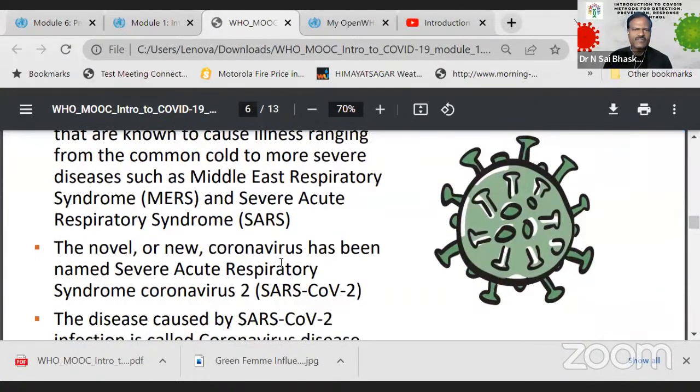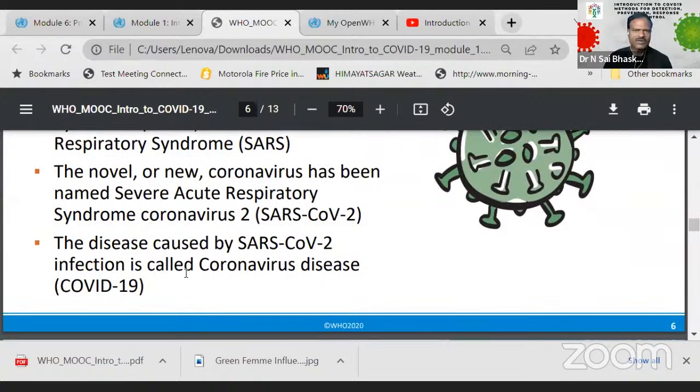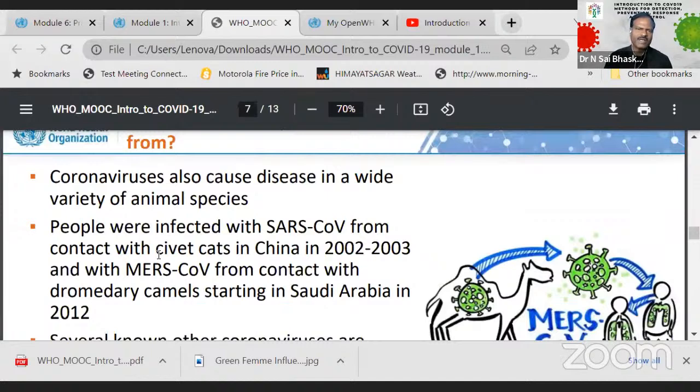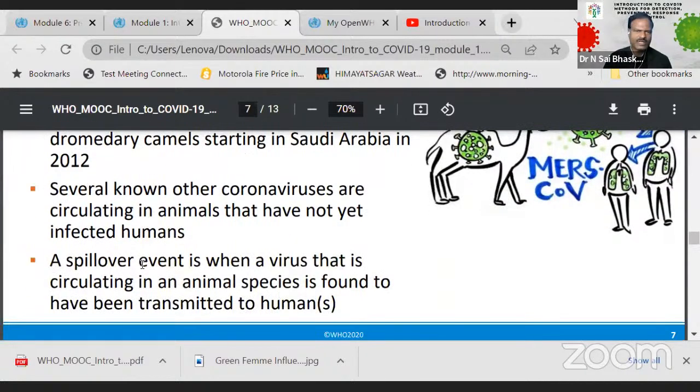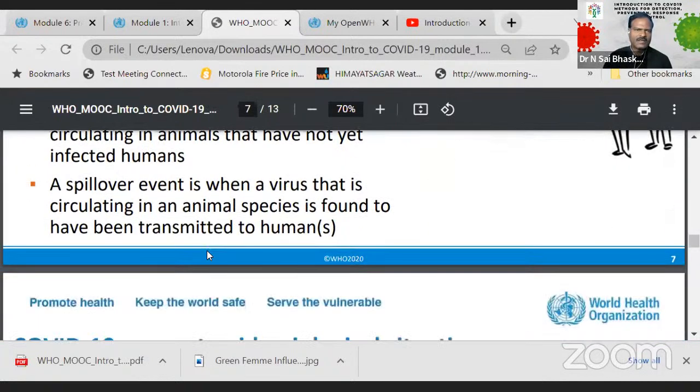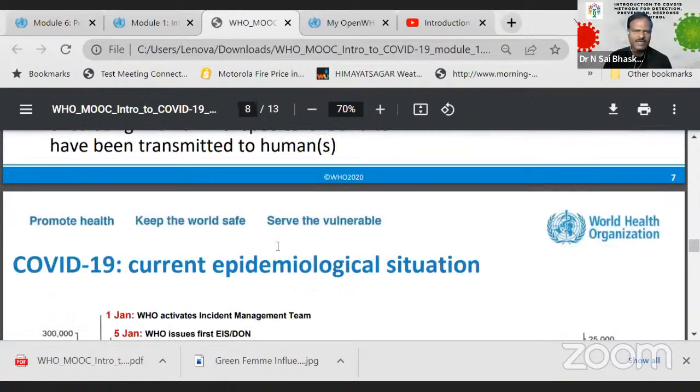Various animals, domestic or wild, could be responsible for this situation. SARS means severe acute respiratory syndrome. Then SARS-CoV-2 is called the novel or new coronavirus, or COVID-19, what we are calling. We are naming them simply because scientific names will be very difficult to remember. It comes from a variety of animal species, like civet cats in China in 2002 or 2003, or camels in Saudi Arabia in 2012. That's what a spillover event is, when a virus circulating in animal species is transmitted to humans.